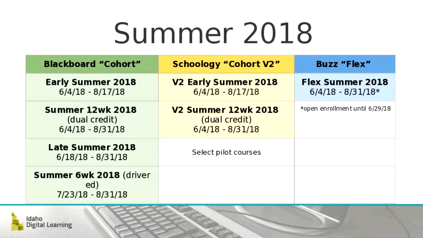Okay, so our summer classes, again, these are all the sessions. We have our cohort program that you're most familiar with in Blackboard. We have early summer. Our summer 12-week is our dual credit offerings. And then we have a late summer session, and then we have a driver's ed session that's a 6-week session starting in July. And then our Schoology program, we're offering a few pilot courses over the summer aligned with the early summer session, and then we have a few dual credit classes as well. And then we do have our flex session over the summer.